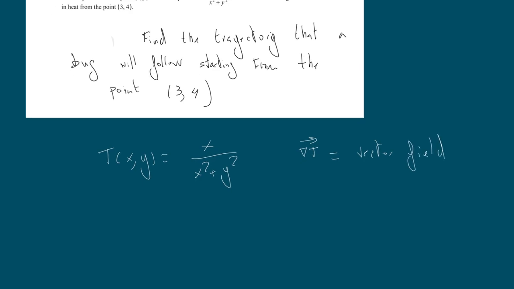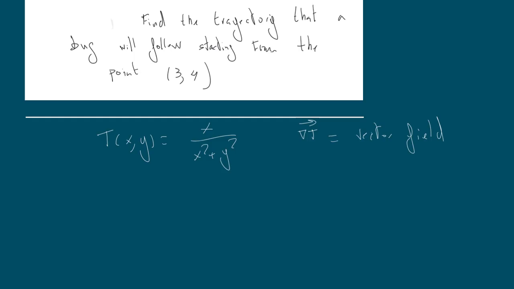And what is the expression for the gradient of T? Well, the gradient of T is a vector defined by the partial derivative of T with respect to x in the i direction plus the partial derivative of T with respect to y in the j direction. This is the expression for the vector pointing in the direction of maximum change of the function.